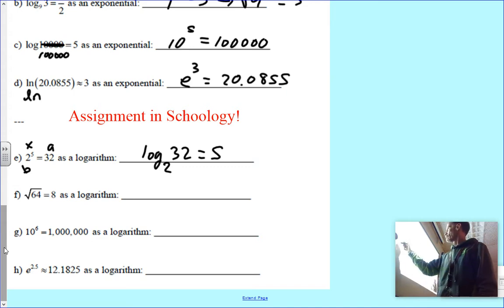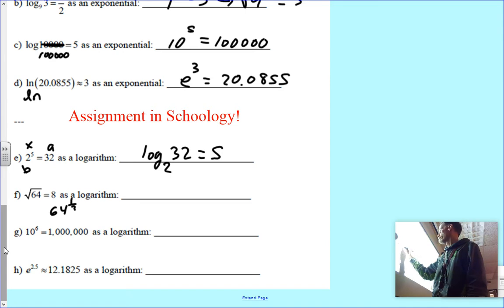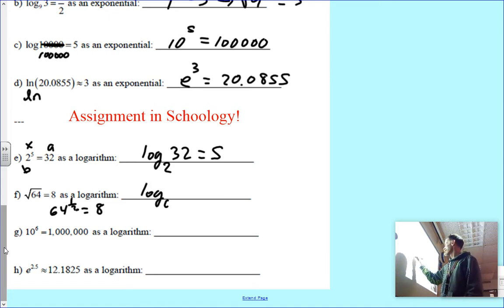For the square root of 64, remember we did that on one of them up above there. So 64 to the 1/2 power is the same thing as saying square root of 64. So it's really saying 64 to the 1/2 is equal to 8. So that means log base 64 of 8 equals 1/2 as a log expression.